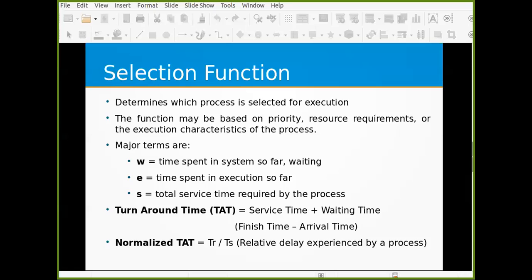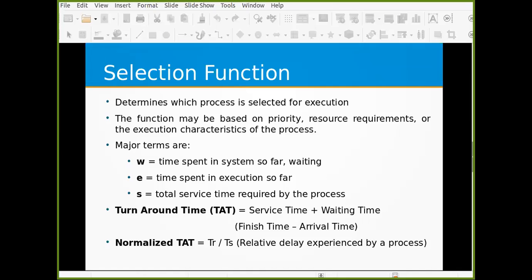Now there is something called the selection function. Based on the strategy that you have in your system, the selection function determines which process is selected for execution. So basically, this is nothing but the strategy. The selection function may be based on different criteria: priority, resource requirements, or the execution characteristics of the process.